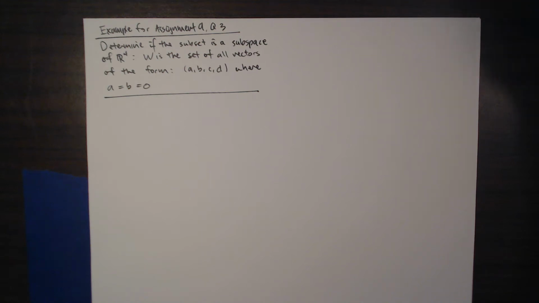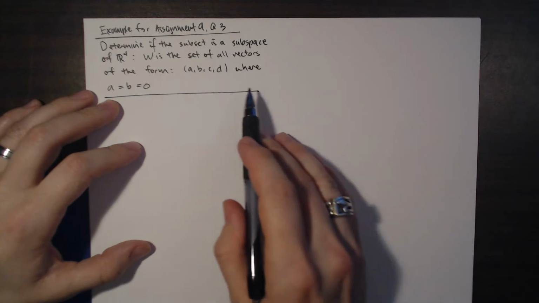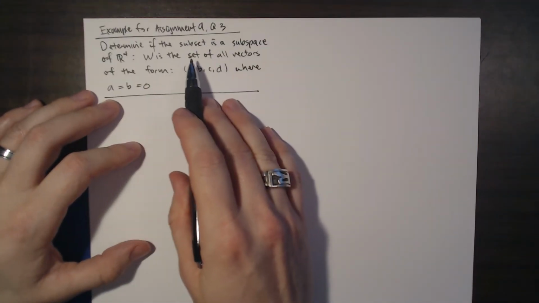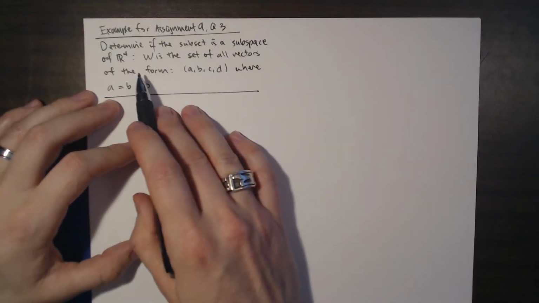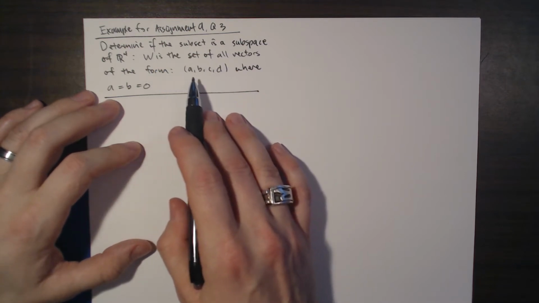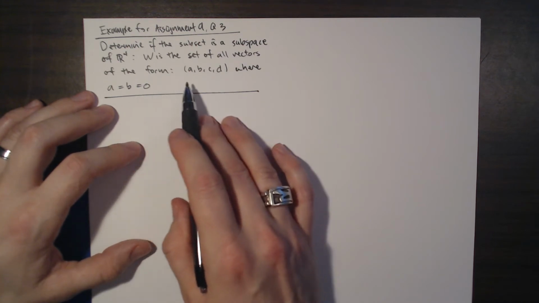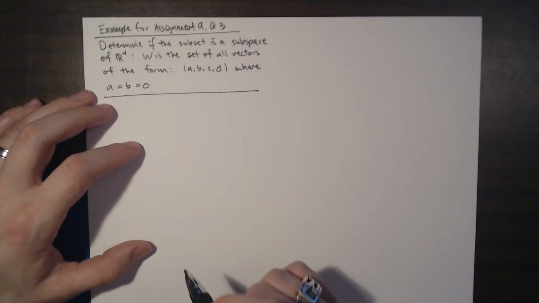Hey everybody, I wanted to do a couple more examples on determining if a subset is a subspace of a vector space. So let's take a look at this example. We want to determine if this subset is a subspace of R4. The subset is the set of all vectors of the form A, B, C, D, where A and B are both 0. So the first and second entry are both 0.